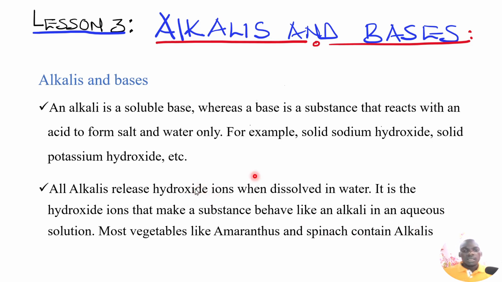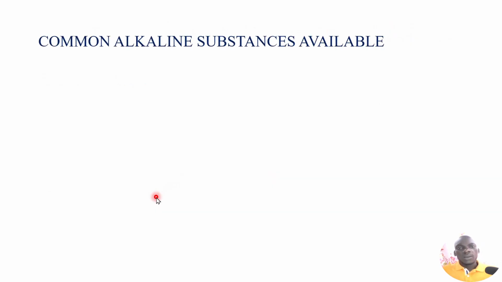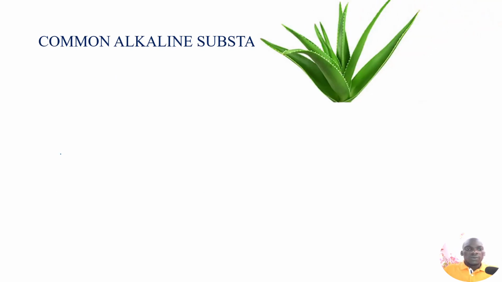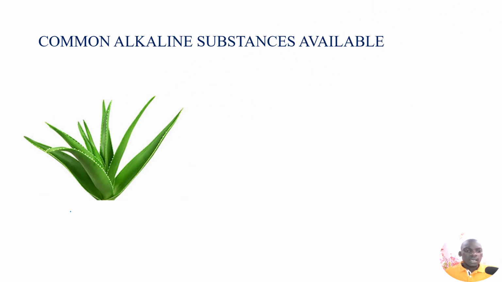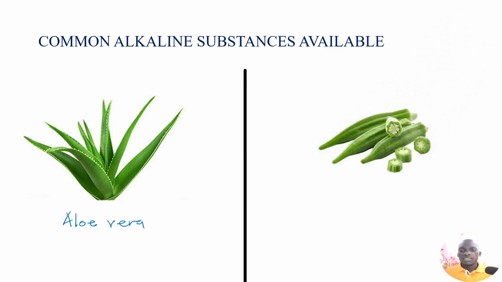So now let's talk of the common alkaline substances available. First and foremost, we have this, and this is the alvela, chigaji. This one is alkaline in nature. Alright, we can have the second one as okra. Members, okra. In Uganda, it is called bamia. Bamia is alkaline in nature.